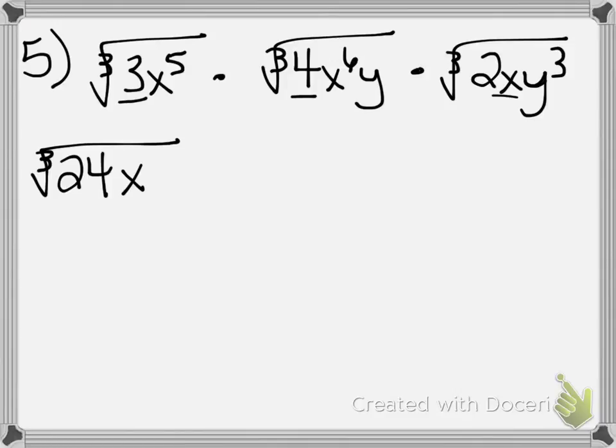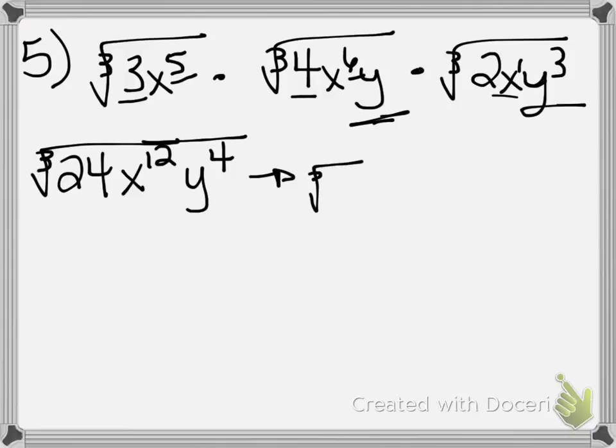And then my x, I'm going to add 5 plus 6 plus 1, which gives me, what, 12 there. Okay, and then for my y, there's no y in that first one, but there's a y here and a y there, so 1 plus 3 is 4. So now what I'm going to do is I'm going to separate. So I've got the cube root of 24, the cube root of x to the 12th, and then the cube root of y to the 4th.